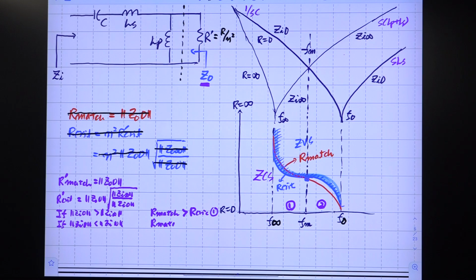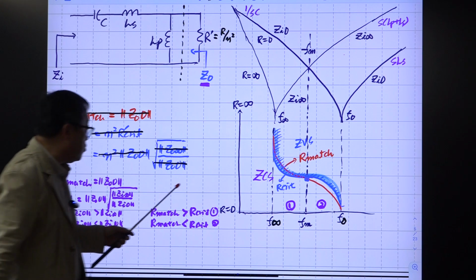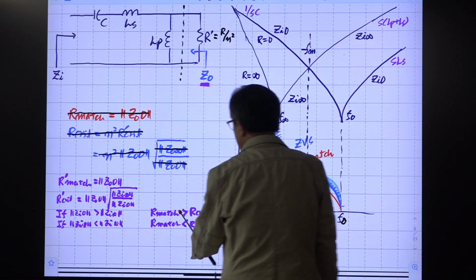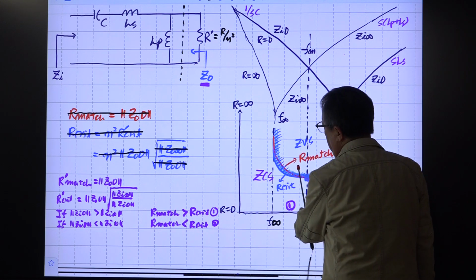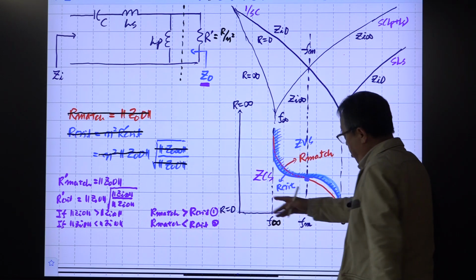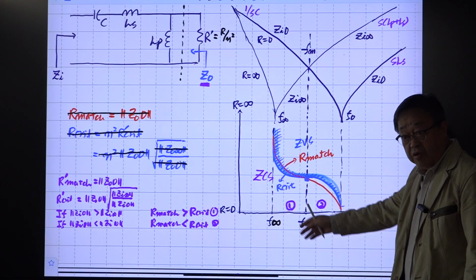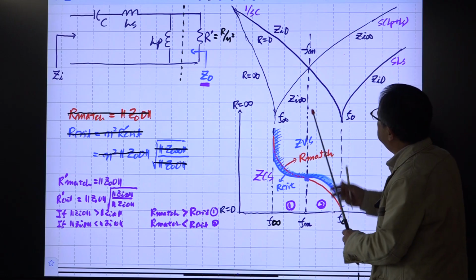The direction of this inequality should be swapped, right? So this is the curve. In here, R match is larger than R critical, and in here we have the opposite situation. All right, so here you are using the R.